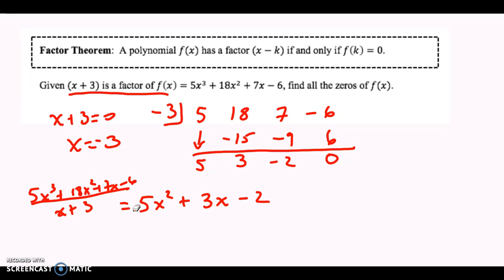Now, what they are asking for is to find all the zeros of f of x. And we know one zero has to be x equals negative 3. They gave that to us. Now we need to find the zeros of this quadratic. And that's really what you did all last unit. So we could try to factor this, or we can use the quadratic formula, or we could complete the square. Either way, it's your call.